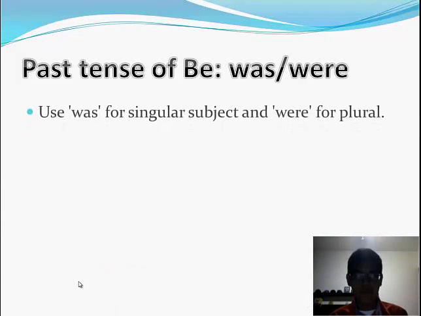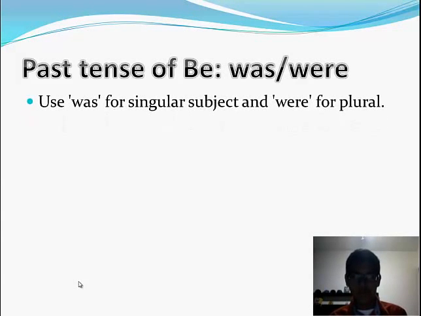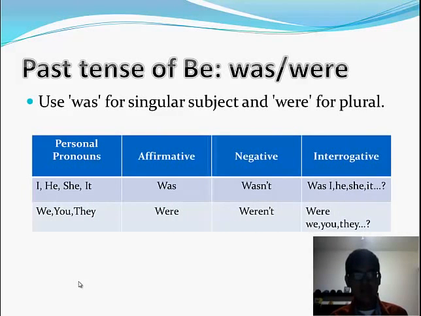Now the past tense of be, that is was and were. Use was for singular subjects and were for plural. Here is a chart. Personal pronouns: I, he, she, it, we, you, and they. For affirmative, was for the first persons, and were for the plural. Negative: wasn't, weren't. Interrogative: was I, was he, she, it; were we, you, or they.